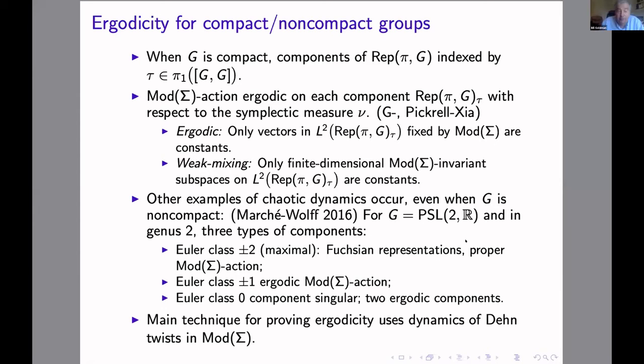The main technique for proving ergodicity is to use the symplectic geometry and to show that the Dehn twists are similar to Hamiltonian flows defined by looking at length functions and trace functions on the variety.